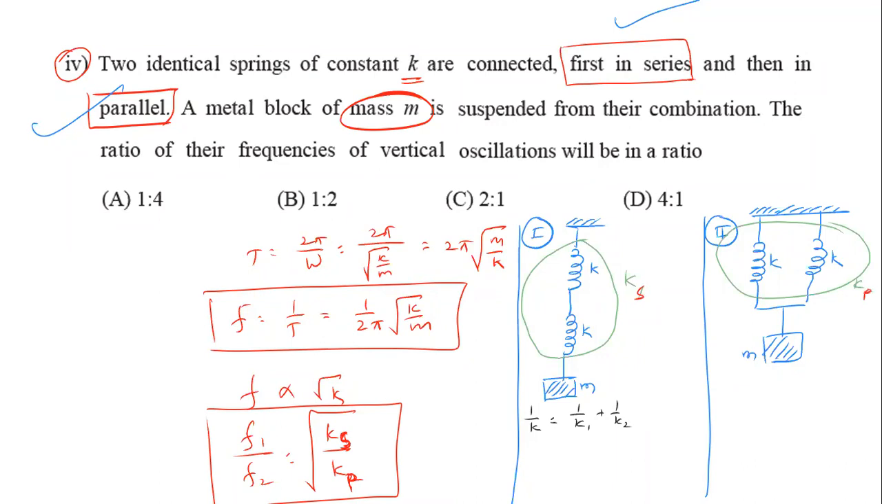Now I will solve this one. Both the force constants are k. So 1 by k plus 1 by k, we get 2 by k. It is 1 by Ks. So Ks is equal to k by 2. So this is the force constant for the first combination. For the second combination, the force constant in this parallel combination is k1 plus k2. So k1 is k, k2 is k. So k plus k is 2k.